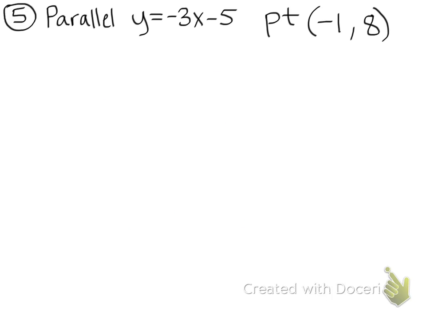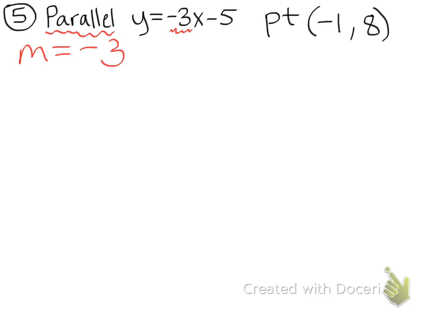Alright, let's try number 5 now. It says, directions. Write an equation of a line that is parallel or perpendicular to another line. So number 5 says, what is an equation of a line parallel to y equals -3x minus 5 and contains the point -1, 8. So for this one, we're looking for a line that's parallel. So we want the slope to be the same. If we look right in front of the x, we have a slope of -3, so I'm going to write that down.